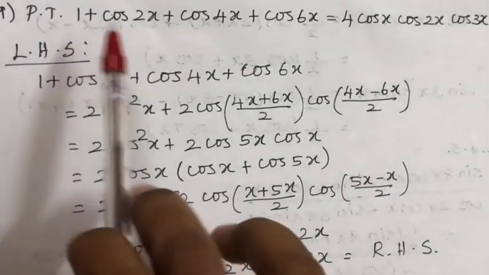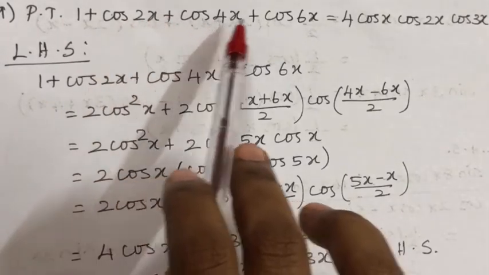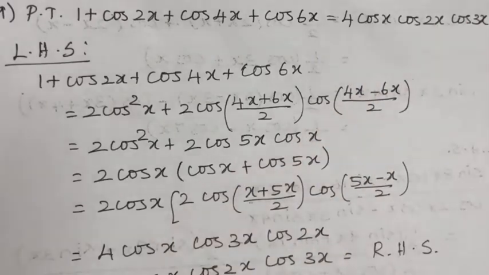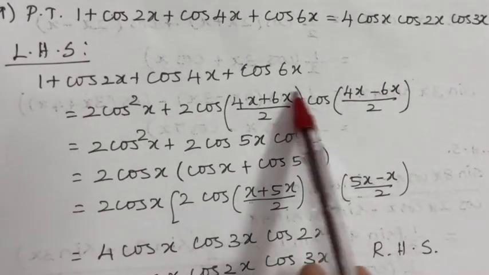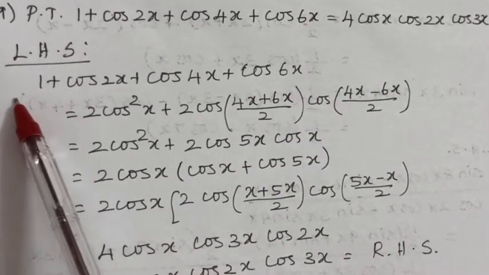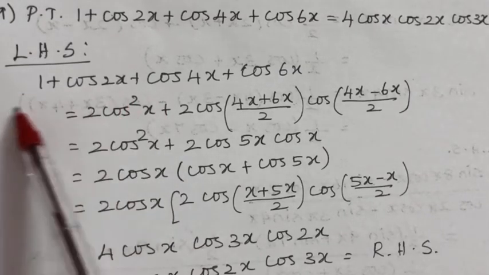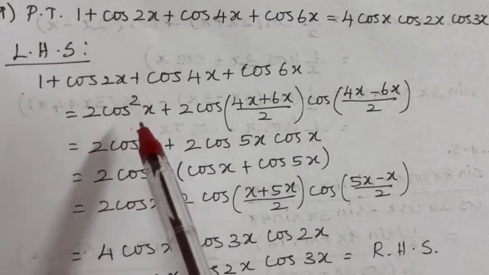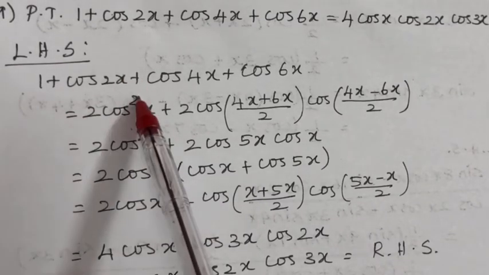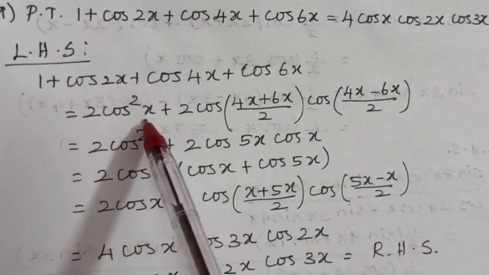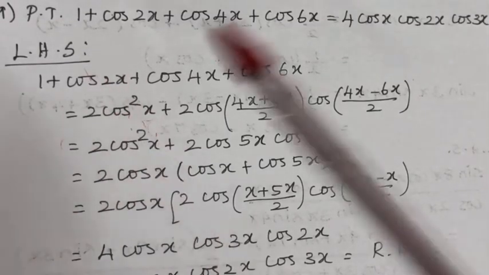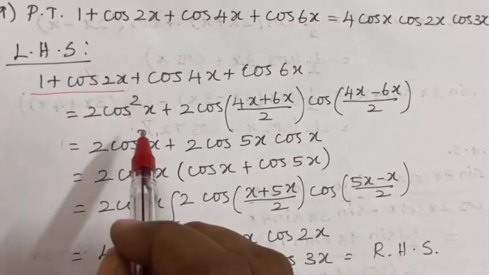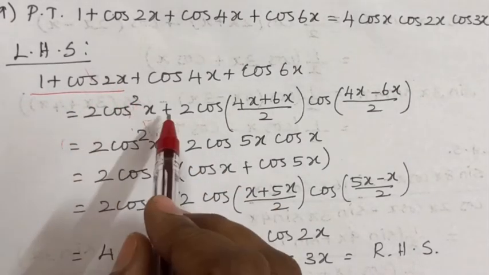Ninth one, prove that 1 plus cos 2x plus cos 4x plus cos 6x is equal to 4 cos x cos 2x cos 3x. Let's take the left hand side first. 1 plus cos 2x. 1 plus cos 2x is 2 cos square x, that is, 2 cos square theta is equal to 1 plus cos 2 theta. We have this identity, isn't it? So I am using that identity here. So instead of 1 plus cos 2x, I substituted 2 cos square x.